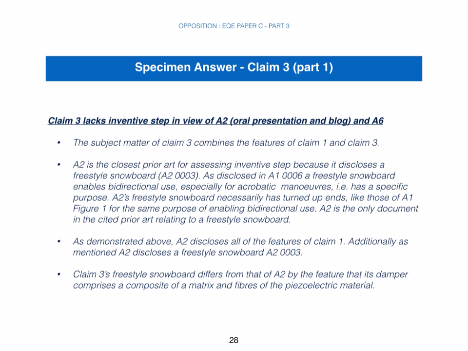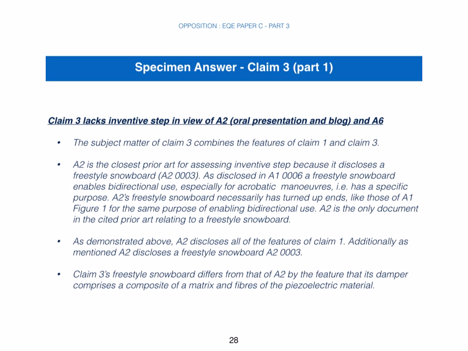A2's freestyle snowboard necessarily has turned-up ends like those of A1, Figure 1, for the same purpose of enabling bidirectional use. A2 is the only document in the cited prior art relating to a freestyle snowboard.